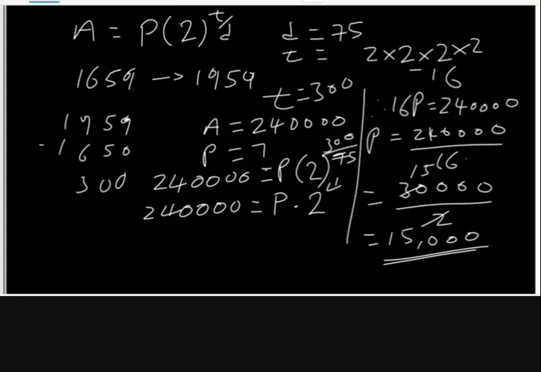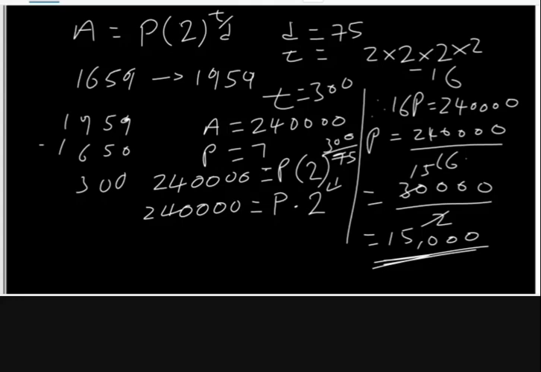The population of the town at the beginning, in 1659, is going to be 15,000. And that is as simple as that. All you need to do is use your calculator to confirm 240,000 divided by 16. It gives 15,000, right? Yeah. And that's the final answer.